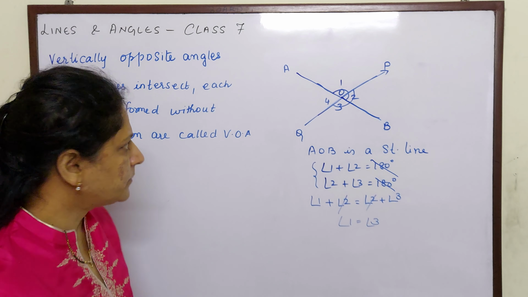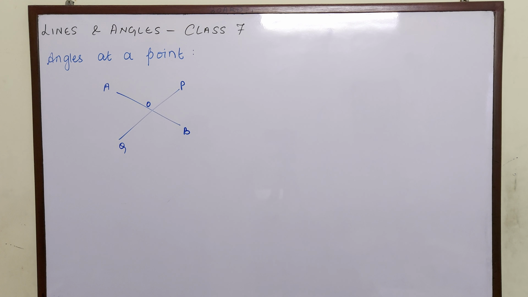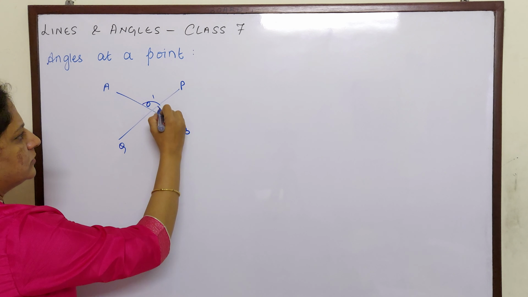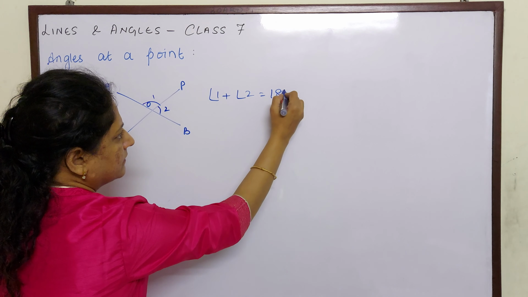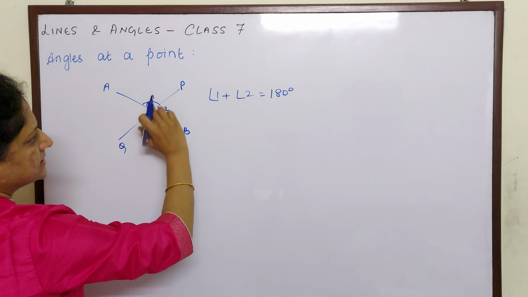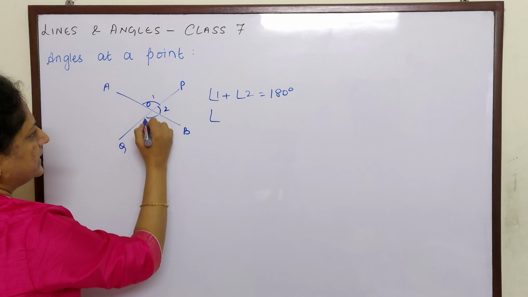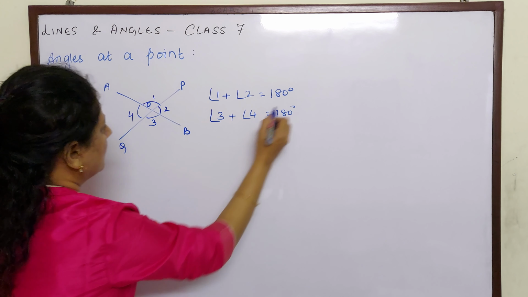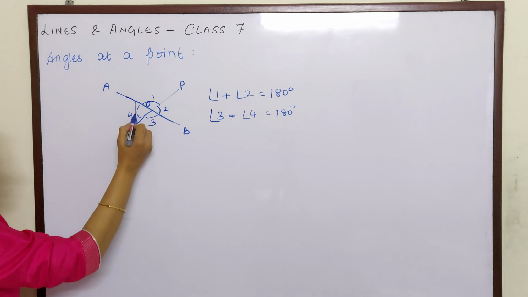Now coming to the last topic, that is angles at a point. Now children, we learned that angle 1 plus angle 2 will give you 180 because they form a linear pair. This is the straight line and this is the ray standing on it. The same way, angle 3 plus angle 4 will also give you 180 because now this is the straight line and this is the ray standing on it. So they form a linear pair.